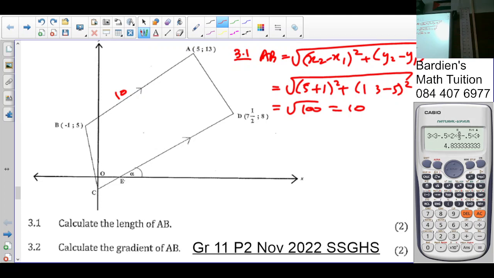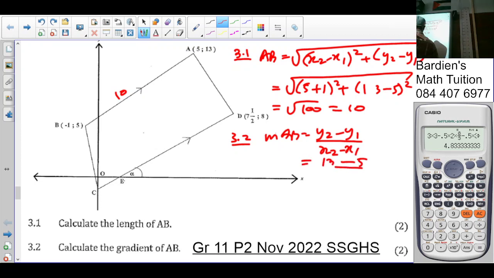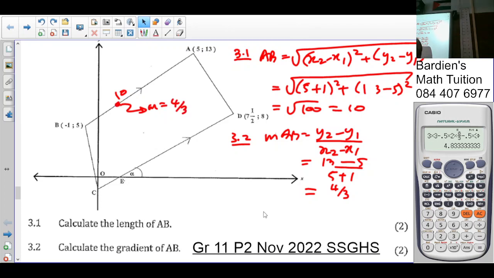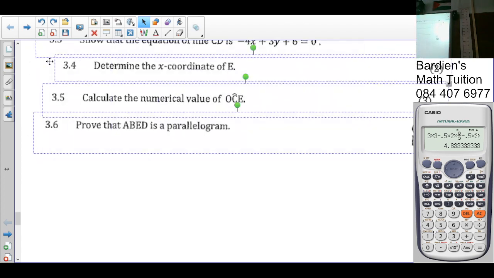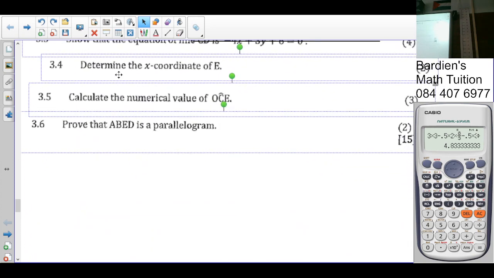3.2, calculate the gradient of AB. So the gradient of AB is going to be y2 minus y1 over x2 minus x1. So it's going to be 13 minus 5 over 5 minus minus 1. So it's 13 minus 5 is 8 over 6, which is 4 over 3. The gradient is going to be 4 over 3. Okay. Any confusion there? Right. Let's look at the next question. 3.3.